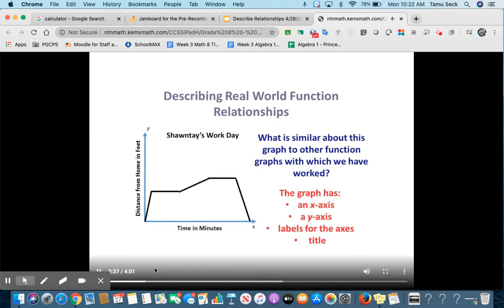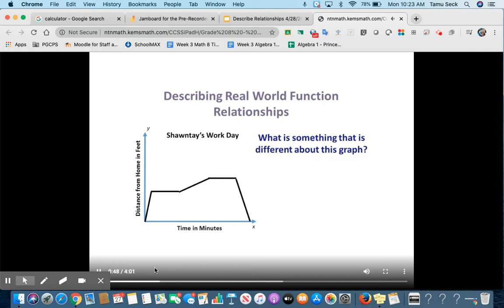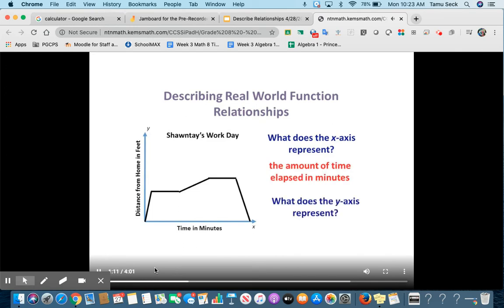The graph has an x-axis, a y-axis, labels for the axes, and a title. What is something that is different about this graph? This graph does not have a scale on either axis. What does the x-axis represent? It represents the amount of time elapsed in minutes. And what does the y-axis represent? The y-axis represents the distance from home in feet.